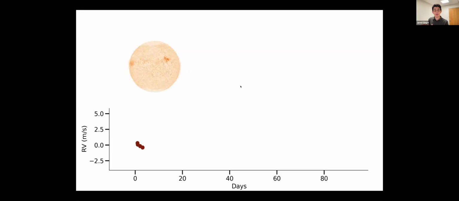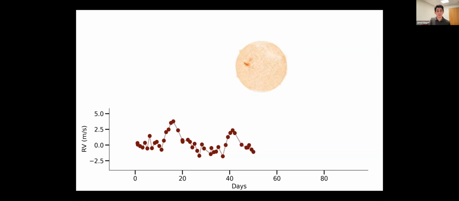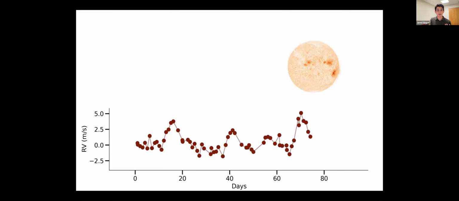So to begin, here we have Solar Dynamics Observatory images of the Sun in H alpha, and then below are the corresponding radial velocities from the HARPS-North spectrograph. Now here, of course, all planetary motion has been taken out. So these are truly anomalous radial velocities, all originating from stellar activity on or near the solar surface.